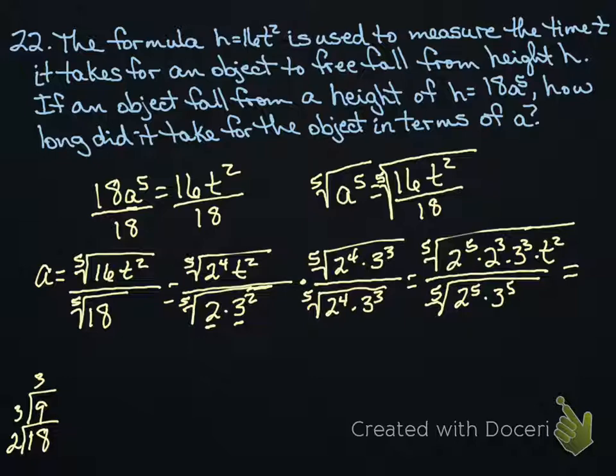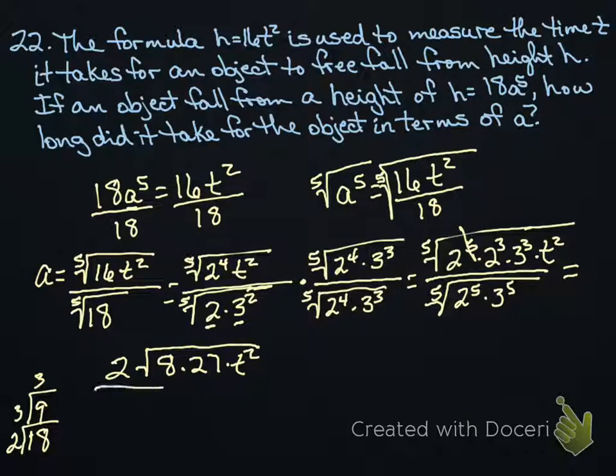Okay, so we have 2 to the 5th. The radical and the exponent are going to reduce out, so I'm going to pull that 2 out from underneath. And then underneath, I have 2 to the third. So 2 to the third power is 8. And then I have 3 to the third, which is 27. And then I have t squared.